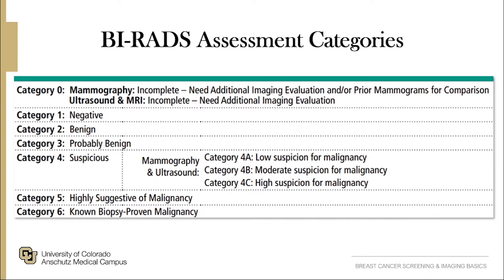BI-RADS 4 lesions can vary in their likelihood of cancer, which can range from greater than 2% to less than 95%. In these cases, we recommend a tissue diagnosis. A BI-RADS 5 category is assigned to lesions that are highly suggestive of malignancy. Therefore, a tissue diagnosis is strongly recommended. Lastly, a BI-RADS 6 category is assigned to biopsy-proven malignant lesions.